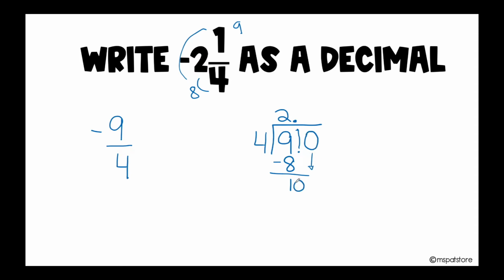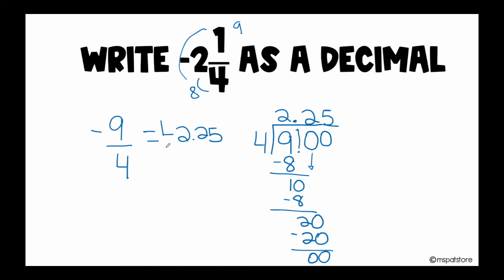So now I have 10. So 4 fits into 10 again 2 times, because 4 times 2 is equal to 8. 10 minus 8 is equal to 2. So I need to bring down another of my invisible zeros. So I have 20. 4 fits into 20 5 times. There you go. Because 4 times 5 is equal to 20. Now I got to 0 here. So my answer is negative 2 and 25 hundredths.